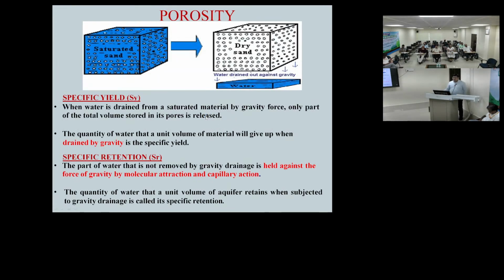Now after porosity there are two terms. Specific yield. Yield means when water is drained from a saturated material by the force of gravity, only part of the total volume stored in the pores is released. Because when you pump a well, ultimately what happens? It creates tension in the pore spaces, and ultimately water is released. So how much volume of water is released when water is drained from a saturated material by the force of gravity, that is called specific yield.